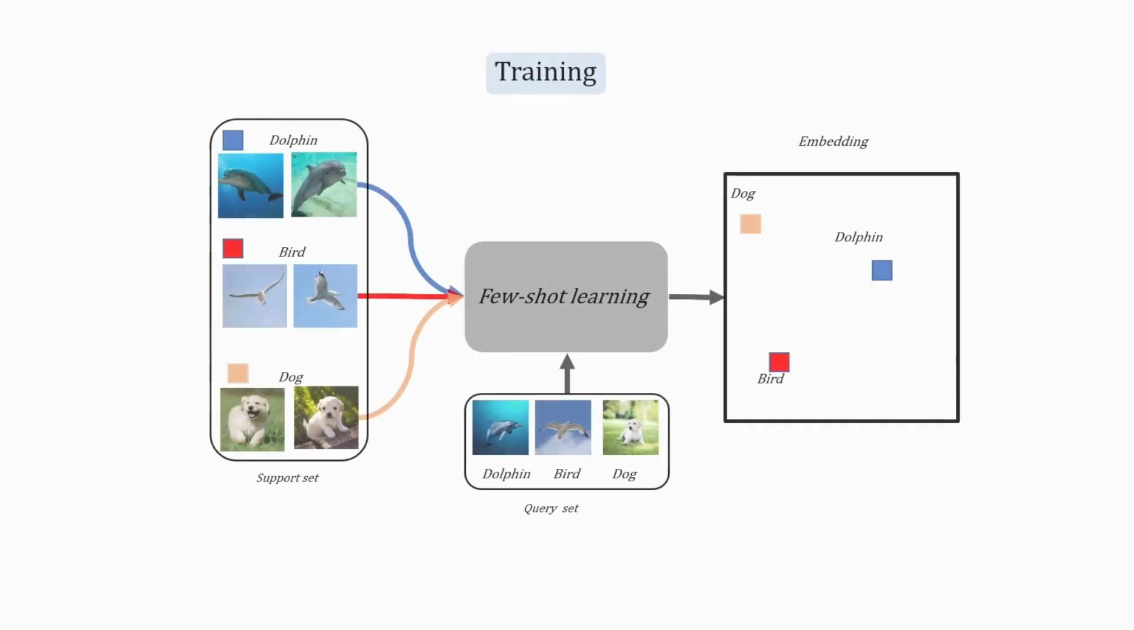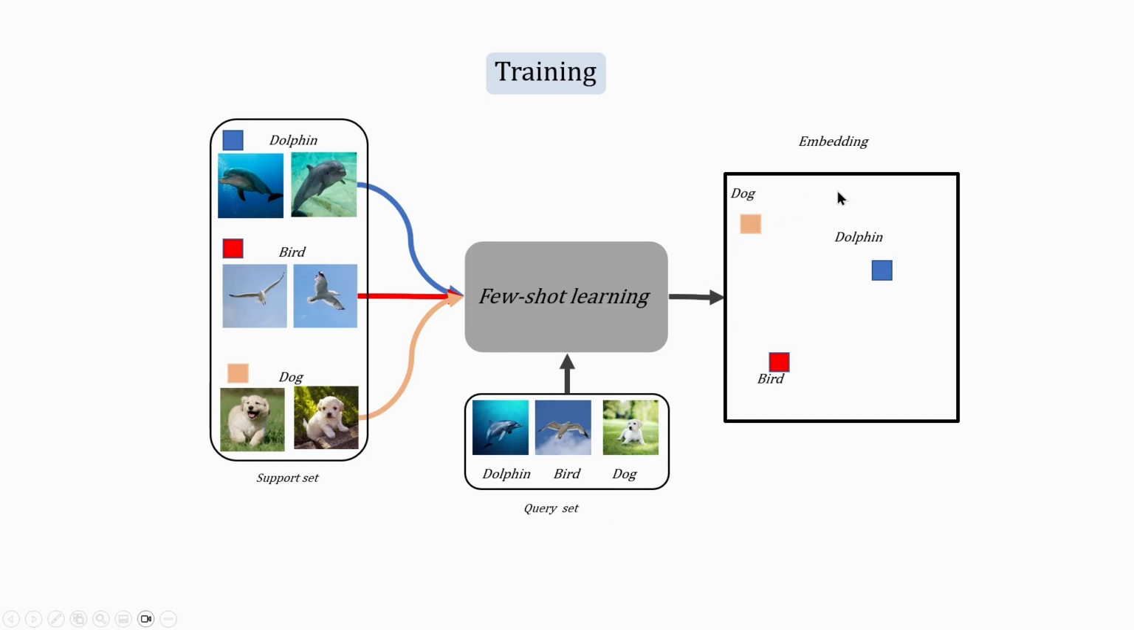Now let's look into how a machine learning model is trained and tested in a few-shot learning task. Let's look into the training phase of the few-shot learning model. Here there are some new words: support set, query set, and embedding. Let's break these one by one. Support set means images given to learn the task. Here the model is trained to classify dolphin, bird, and dog images using 2 images per class. Query set is the question to the model after learning about the classes given in the support set.